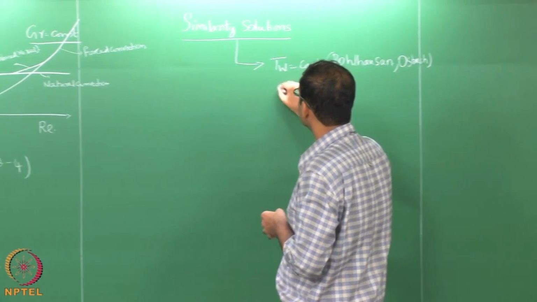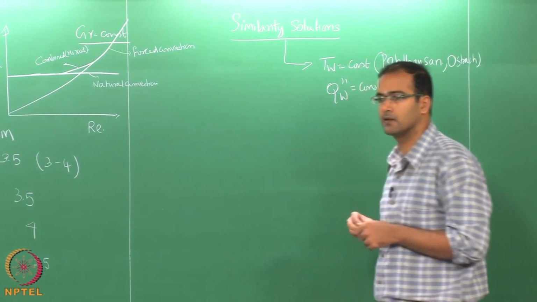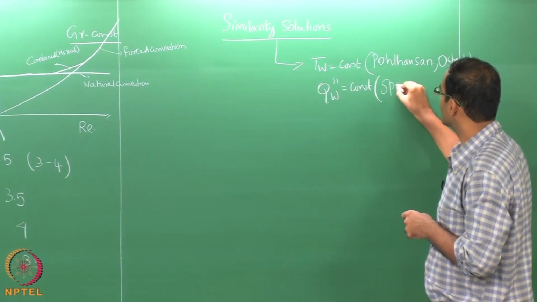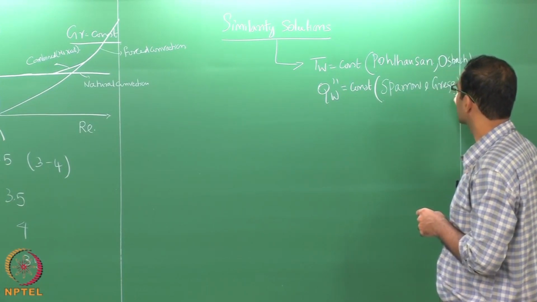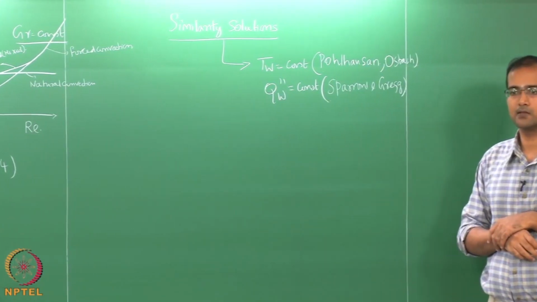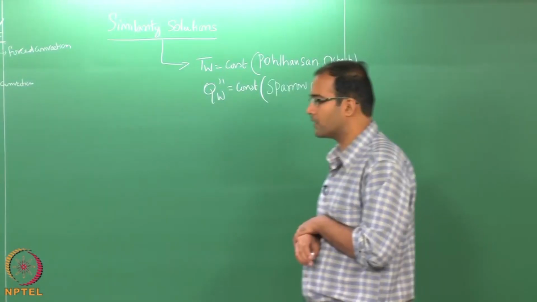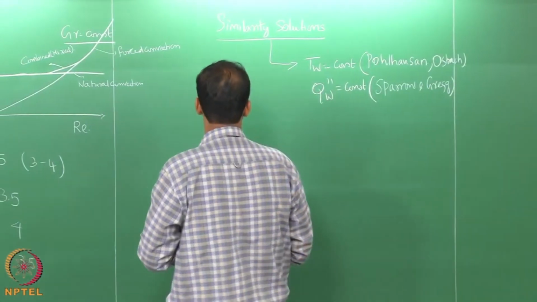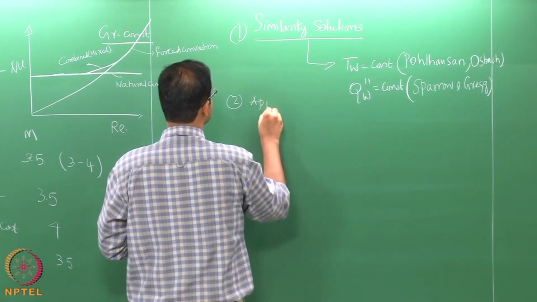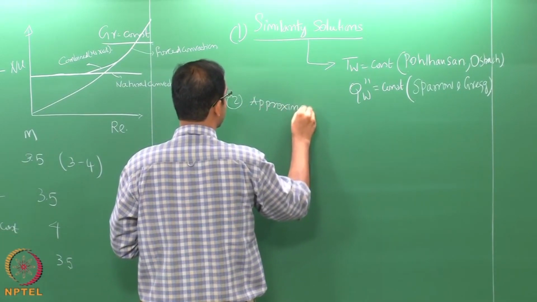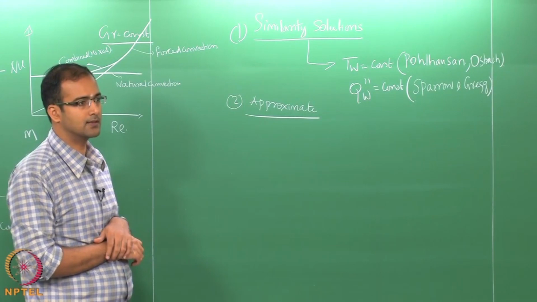And the other solution is for the constant heat flux boundary condition, and this was done by two people, Sparrow and Gregg. So this is an extension of the basic Polhausen's solution to a constant heat flux boundary condition, and apart from this you also have the approximate methods. So one is the use of similarity solution, the other is the approximate technique, which is not as rigorous, but nevertheless gives you very useful correlation which is close to the exact solution.